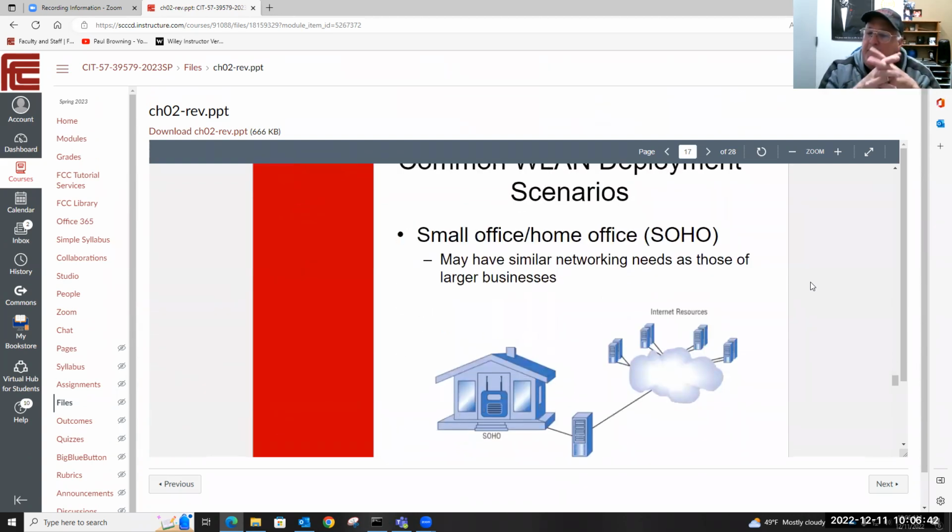I talked about this in the last chapter, small office, home office. Again, your personal area network can be personal, but if you're actually running more of a business out of your home, you actually might be a SOHO by definition, because you're setting up your own server. Maybe you're broadcasting information out to other people in the community.